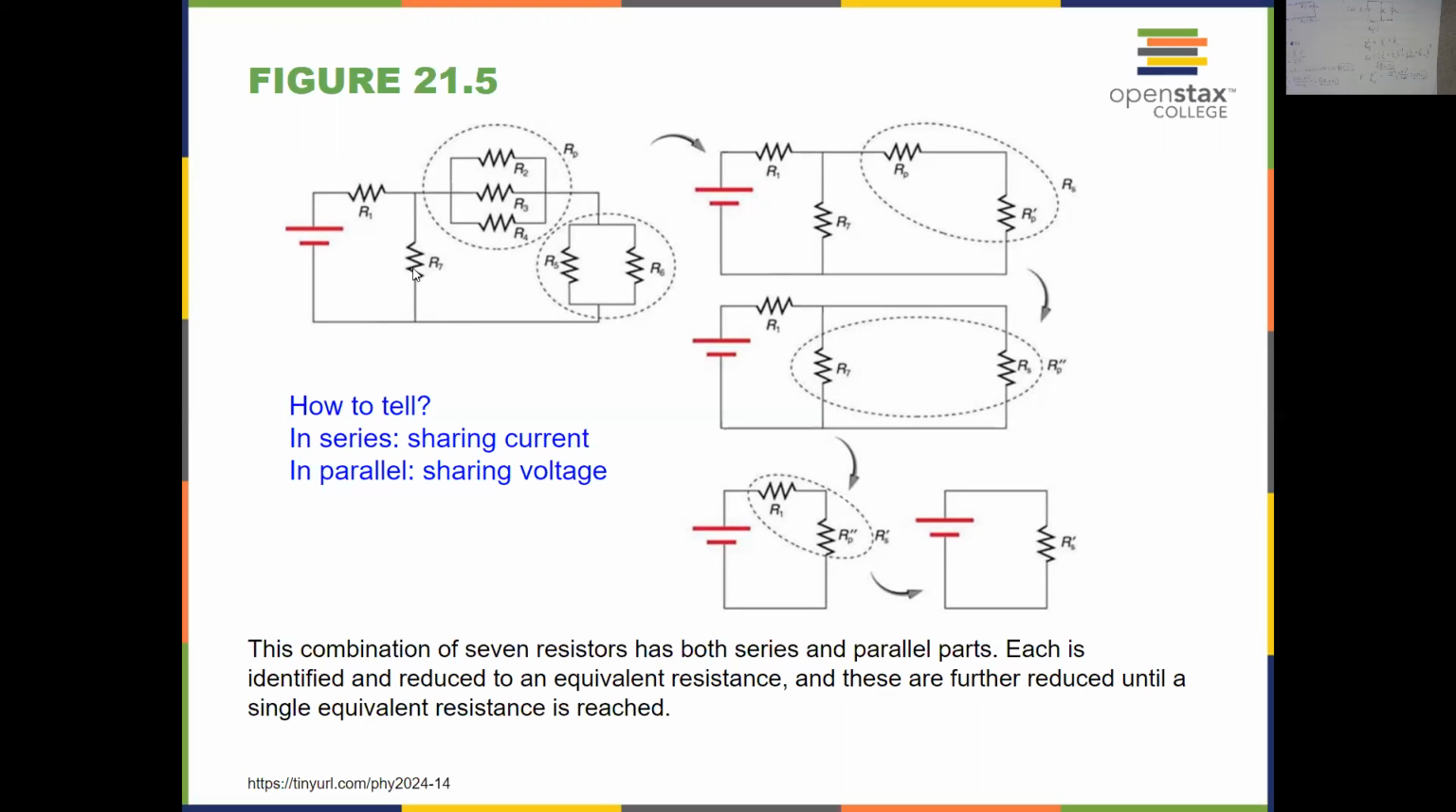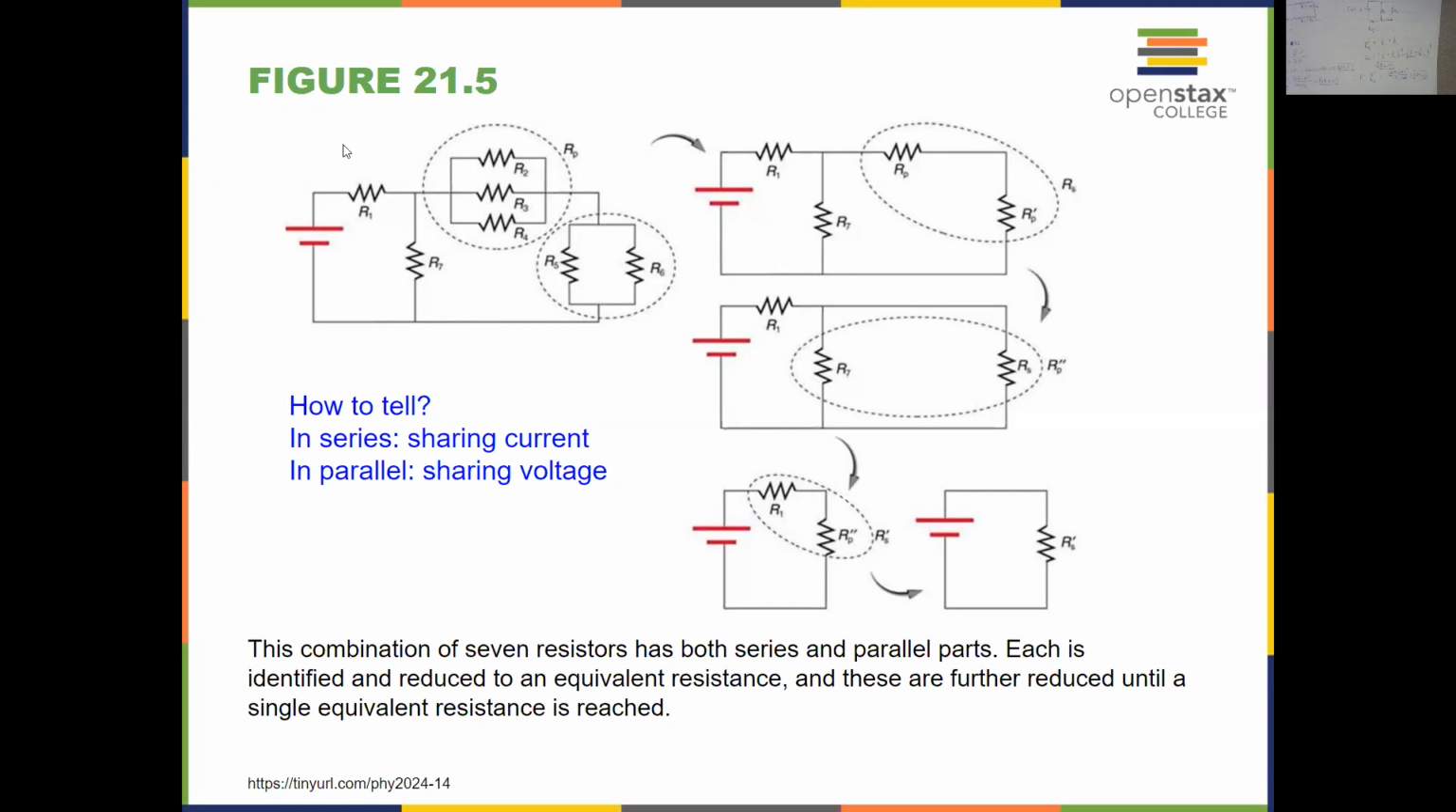But how do we deal with a circuit that has a lot of resistors in combination of both series and parallel? The rule is to look at the parts of the circuit that are purely in series or purely in parallel first, and replace that part with just an equivalent resistor. Then, starting from that, you do this again.